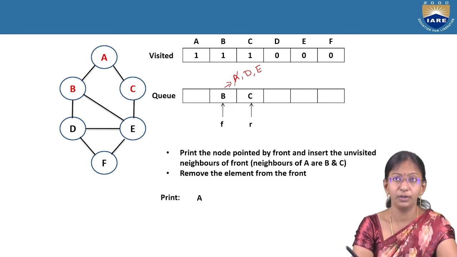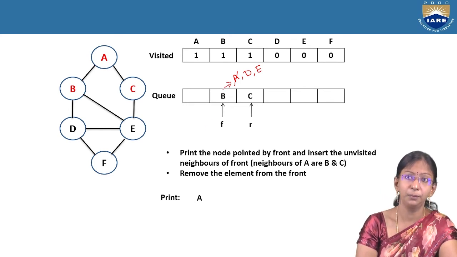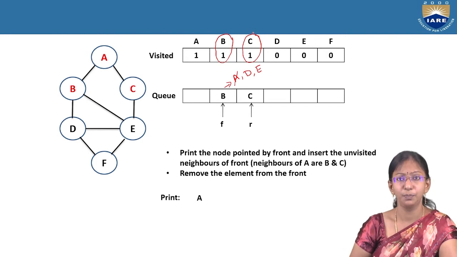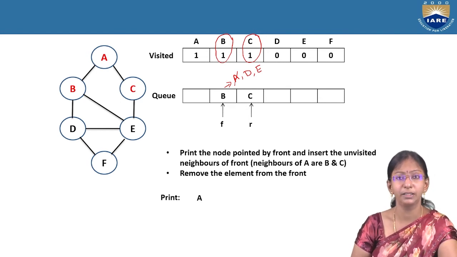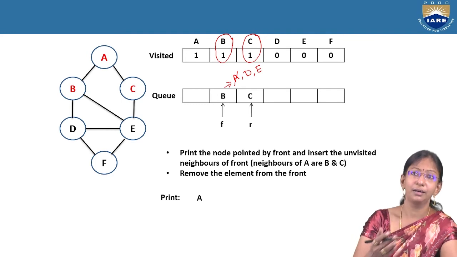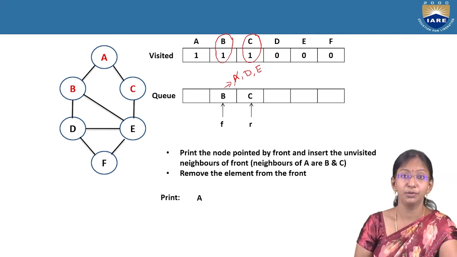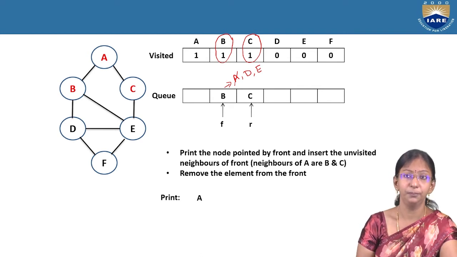Now the next point is, as I have inserted B and C into the queue, they are already visited, right? So I'm going to change their entries in the visited index as 1 and 1 respectively. Or you can say that we have visited B and C and marked them as true. Okay? Yes, come back to our queue where we're talking about the unvisited neighbors of B. So D and E are the unvisited neighbors of B.